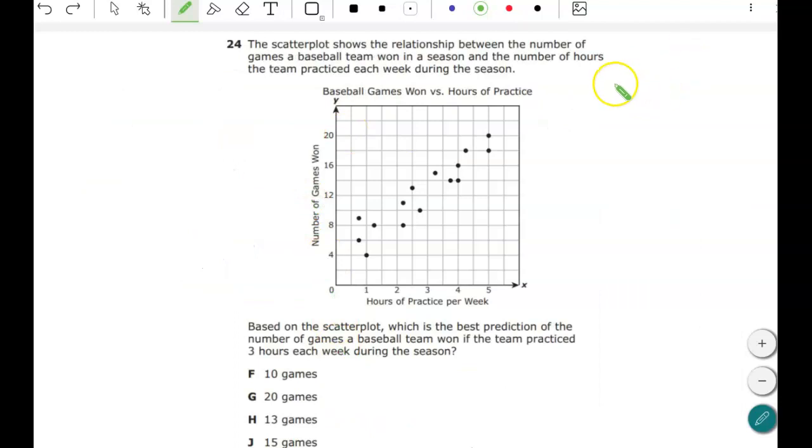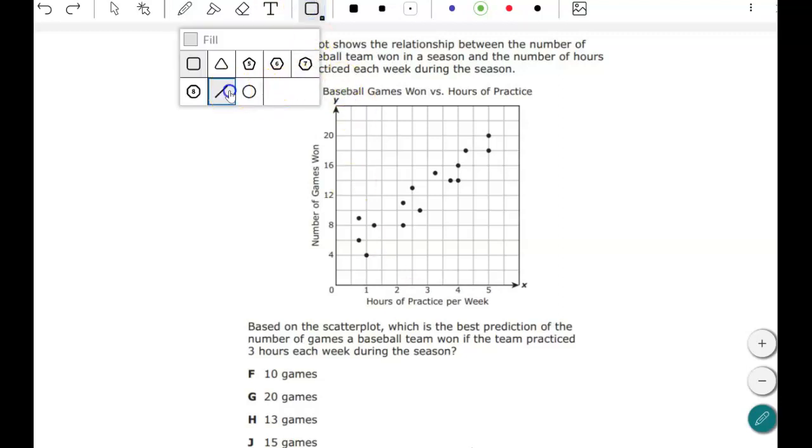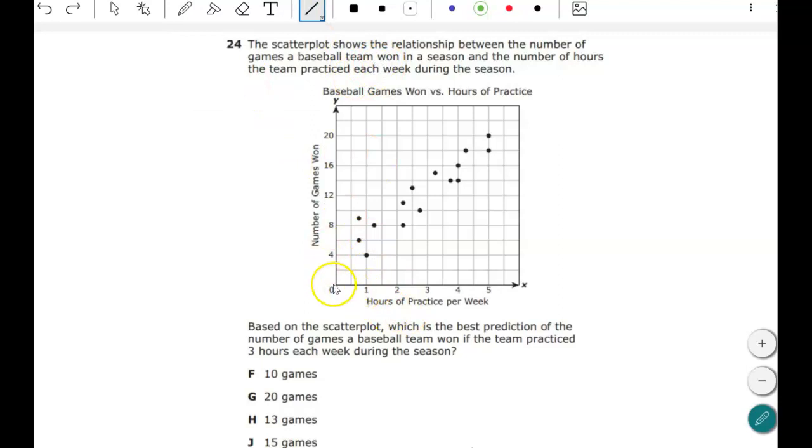All right, the next one, the scatter plot shows the relationship between the number of games a baseball team won in a season and the number of hours the team practiced each week. So as the number of hours increases, the number of games increases. Based on the scatter plot, which is the best prediction of the number of games a baseball team won if the team practiced for 3 hours? You will have that line tool, so you can draw in the line of best fit.